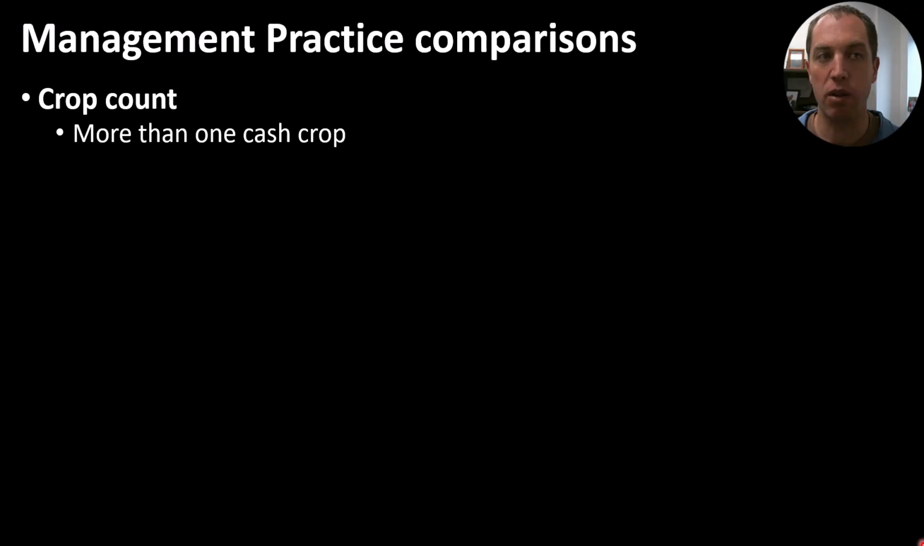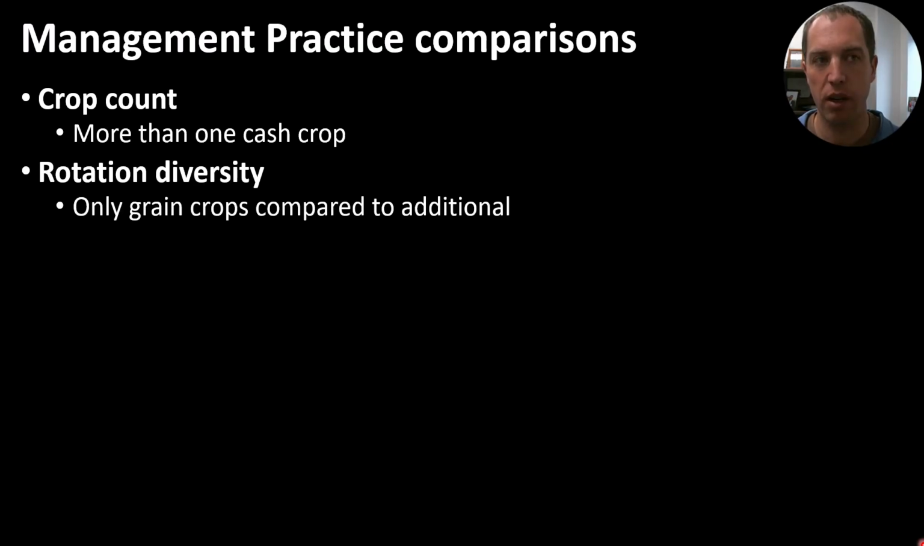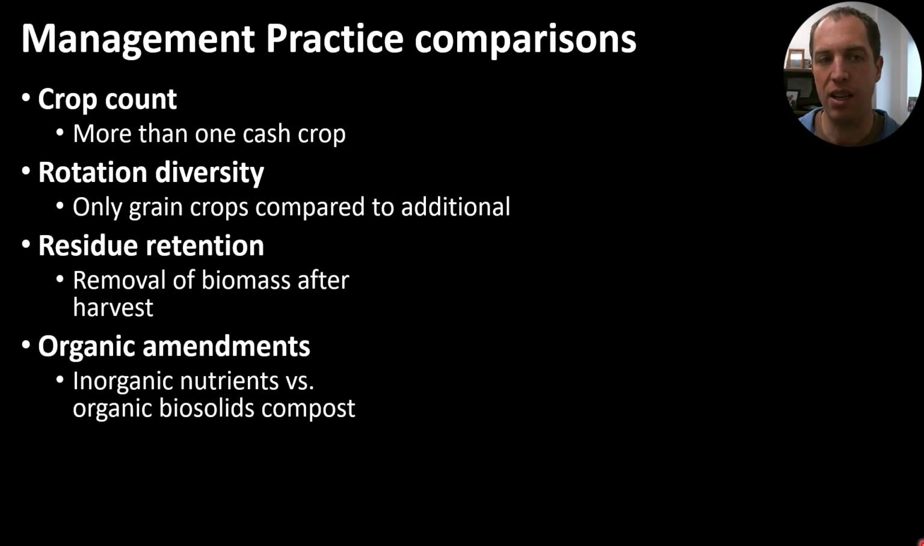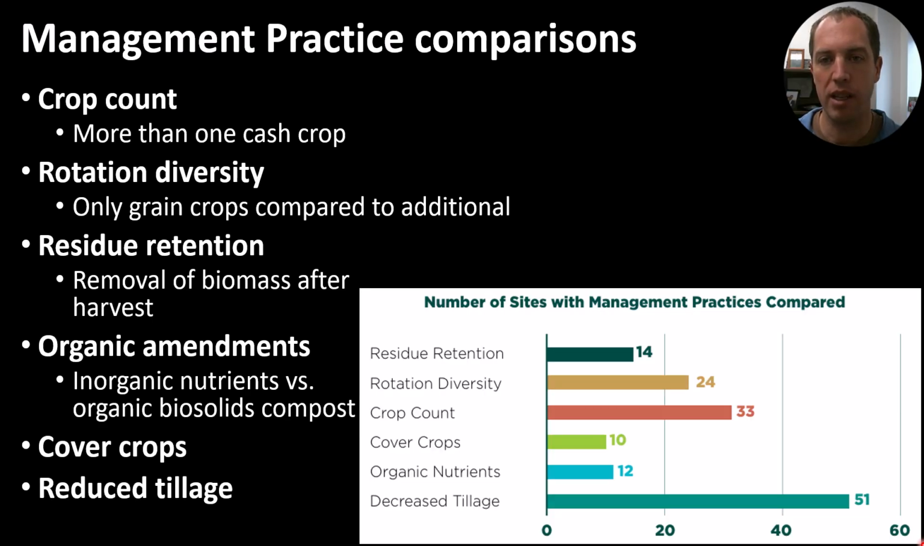Some things they looked at were crop count, was more than one cash crop, rotational diversity, if they had only grains compared to other crops in the rotation, if they retained residue after harvest, if they added organic amendments to the soil, if they used cover crops, and also if they reduced tillage. So in this, we have lots of difference. At those 124 sites, you can see the different range here from residue retention being on 14 to decreased tillage on 51 of those 124 sites. They have different numbers about the number of sites here, but this is what we're going to look at.